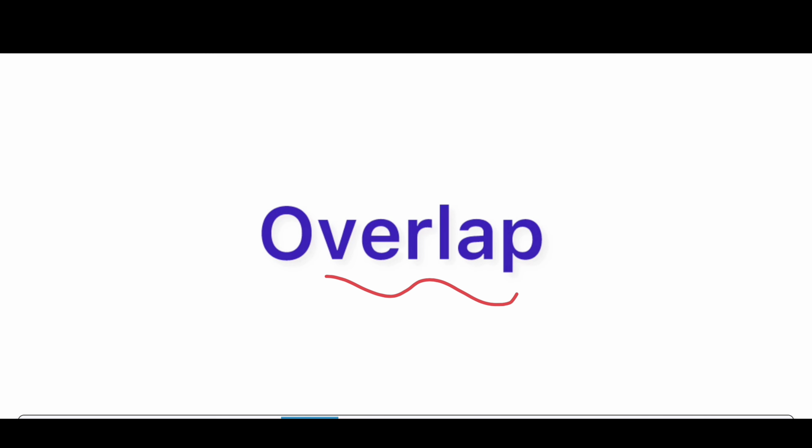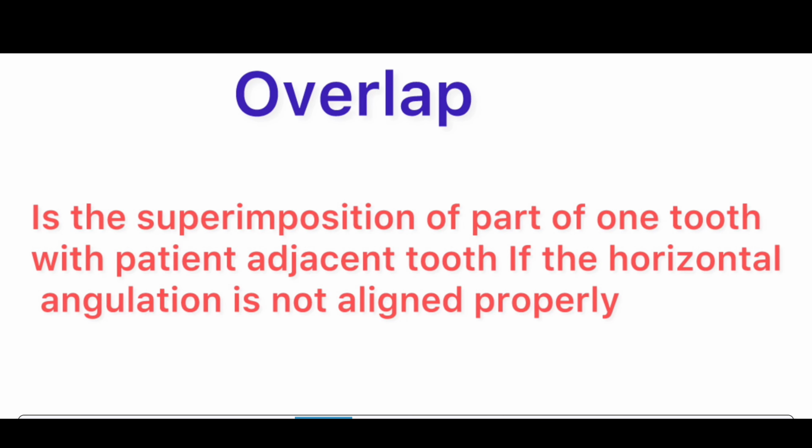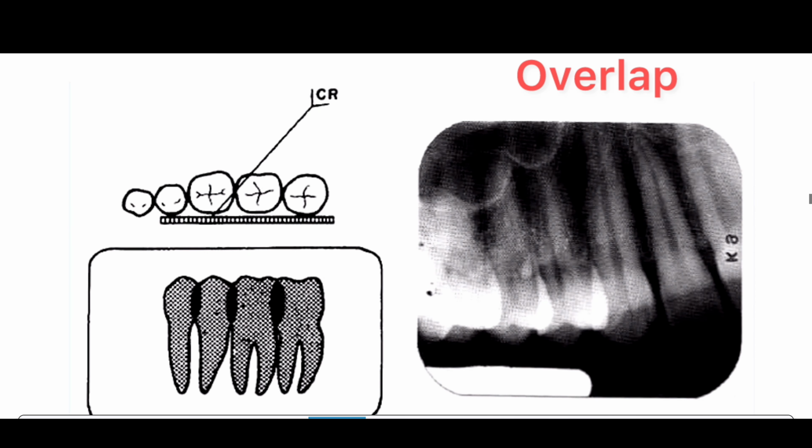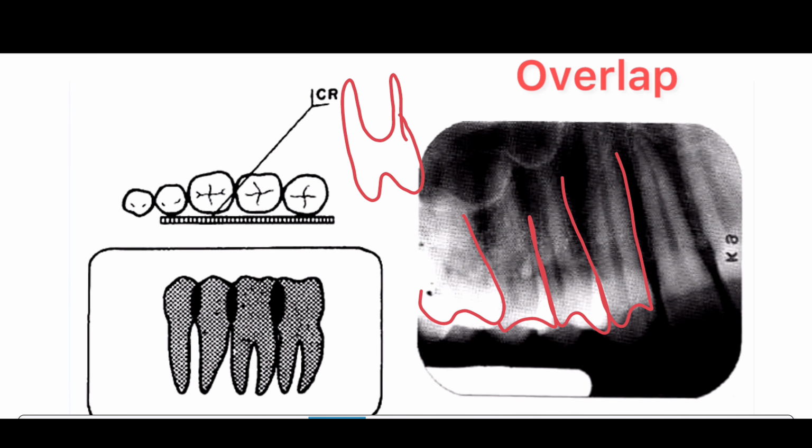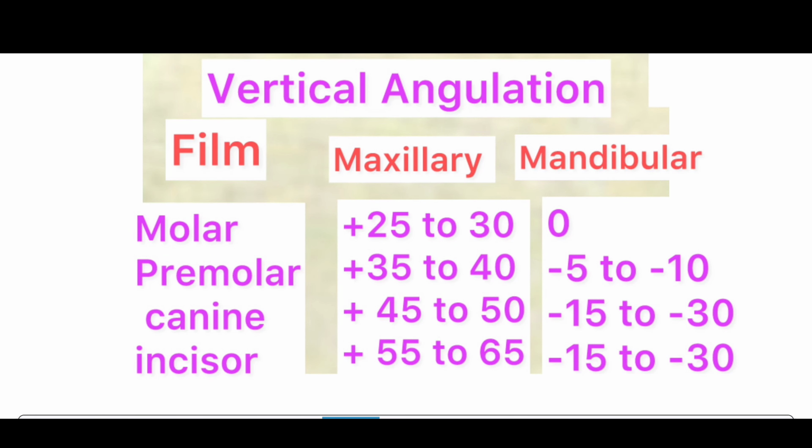Now let us see what overlap is in detail. Overlap, as the name indicates, is nothing but overlapping of the teeth. Here the teeth will overlap in the radiograph, so there is overlapping of the images of two teeth, and caries detection becomes difficult to diagnose. It is superimposition of one part of a tooth with the adjacent tooth if the horizontal angulation is not aligned properly. Here is the radiographic image. You can see the overlap has occurred between the molars, so we cannot see the proper roots of the molars. So the horizontal angulation is important while taking the X-ray film.